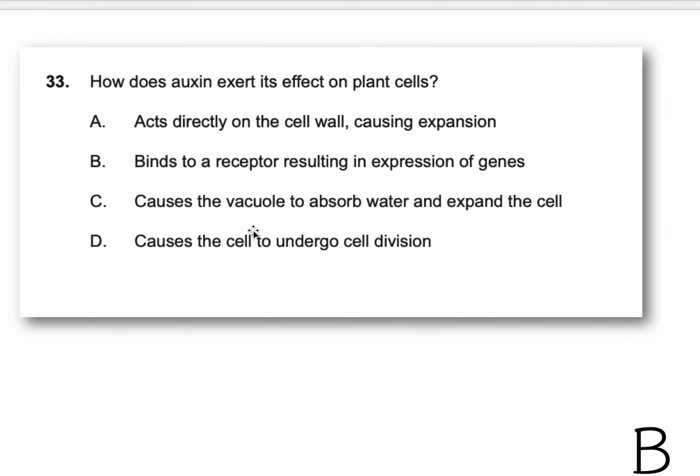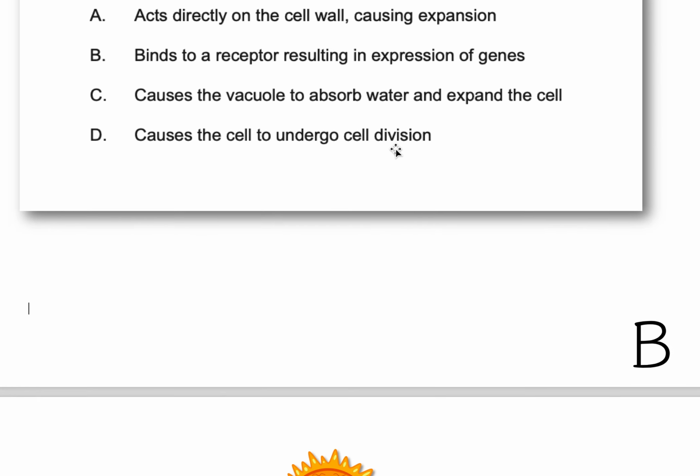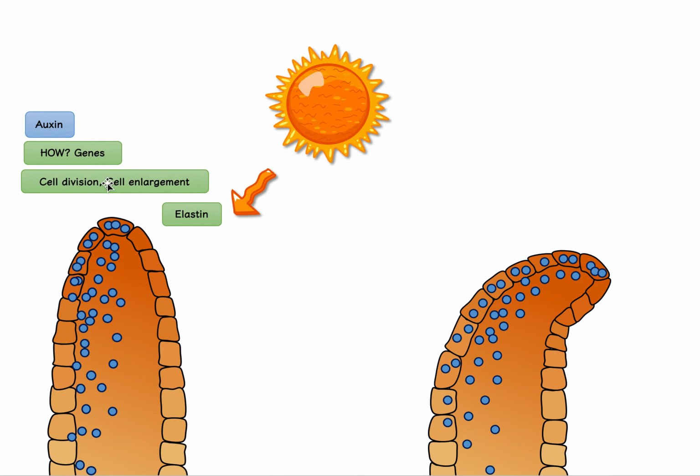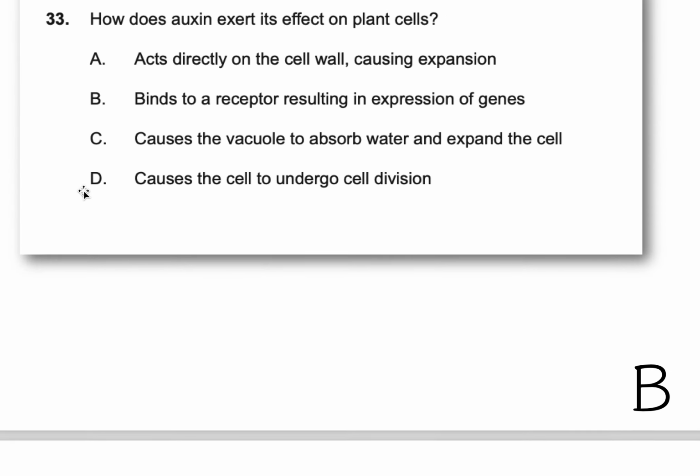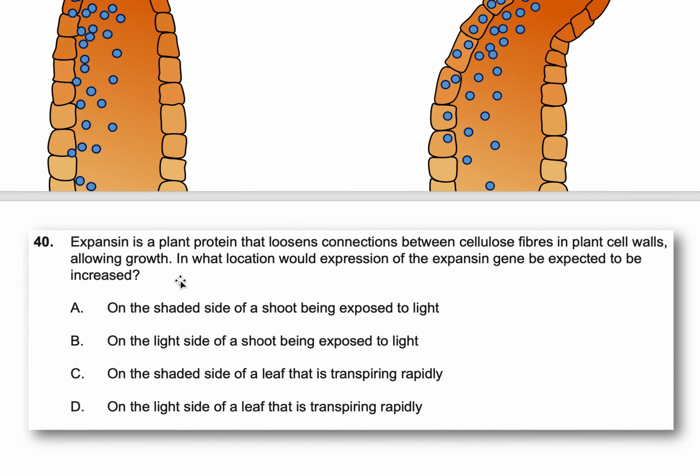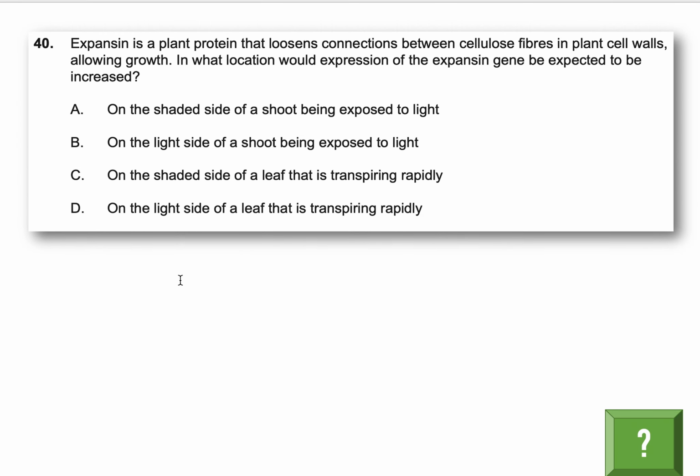Why not C or D? Causes the vacuole to absorb water and expand the cell. No, that's not the right mechanism. It's really by gene expression. Causes the cell to undergo cell division. Again, no, this is a super minor thing. It doesn't do that. It does cell enlargement rather than cell division. Cell enlargement. Okay, cool. Next one.